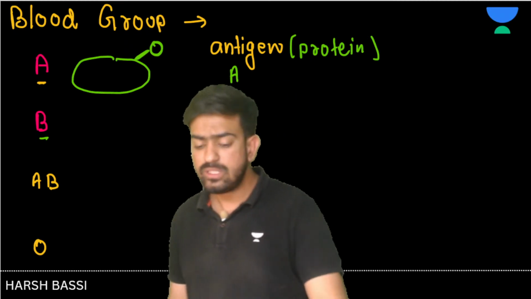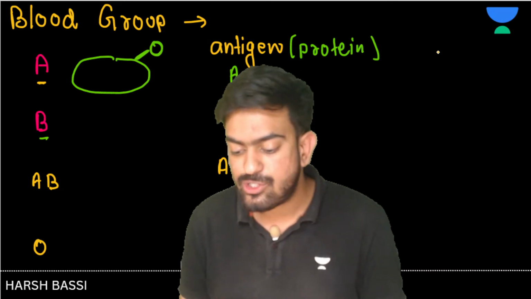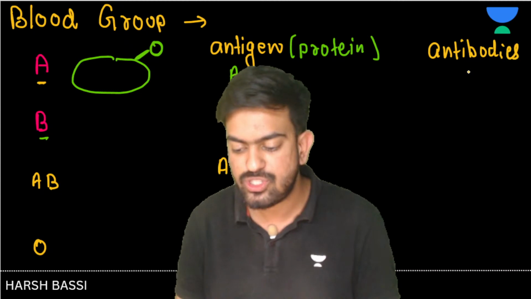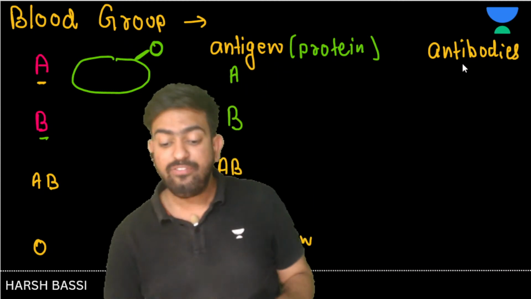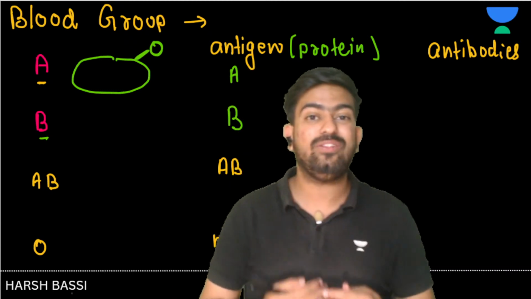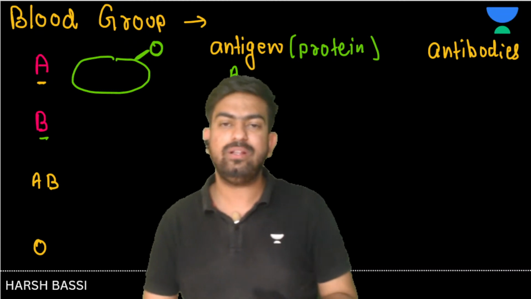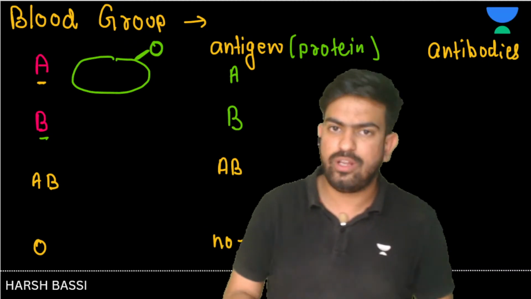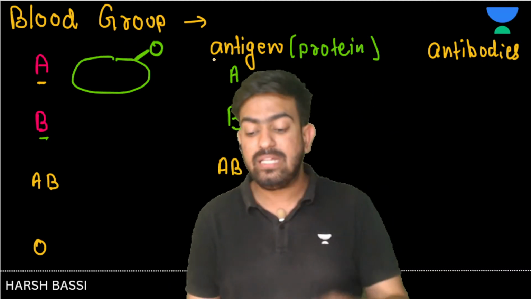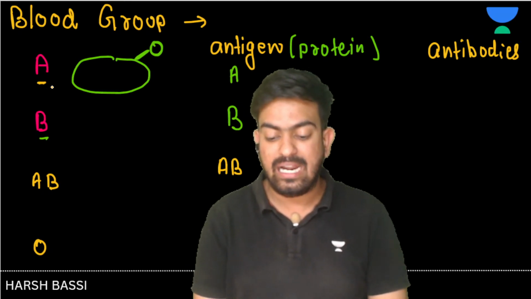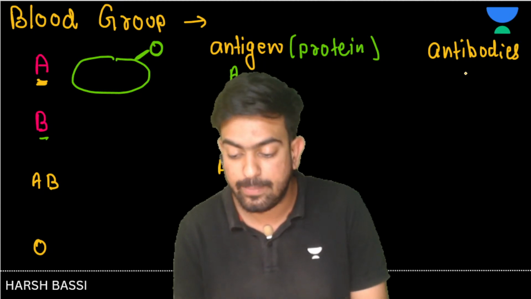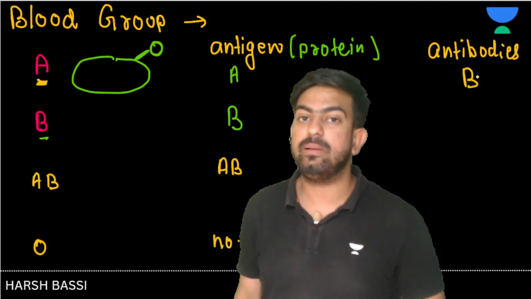Okay, clear? Okay, now let's talk about the antibodies. So see here, if A is there, तो A का दुश्मन खुद A तो नहीं होगा. तुम खुद के दुश्मन तो नहीं हो सकते. You can't be your own enemy. So what will be the antibodies in blood group A? It will be B.